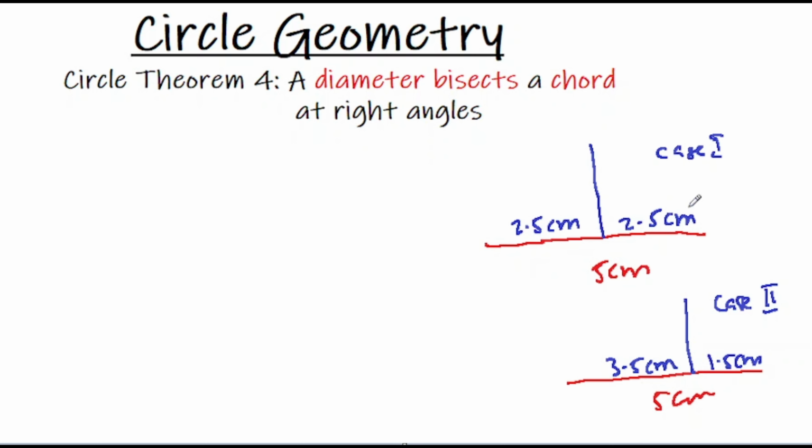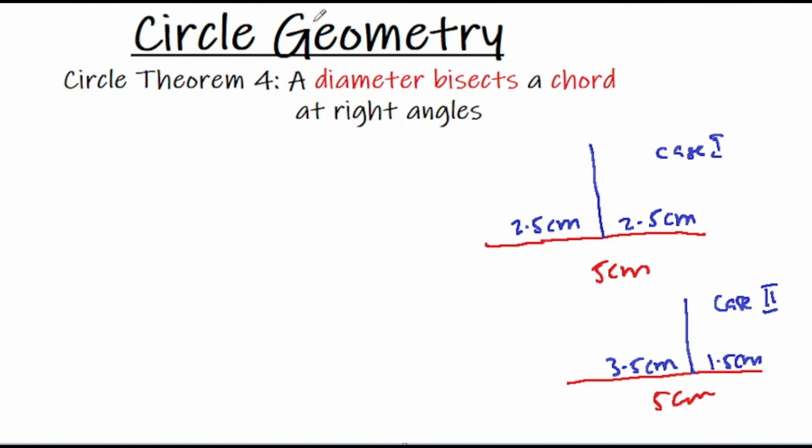Now, what's our theorem saying? So our theorem is saying that if a diameter bisects a chord, that is, divides a chord into two equal parts, then it does so at right angles. So if it intersects a chord, then it's not at right angles.